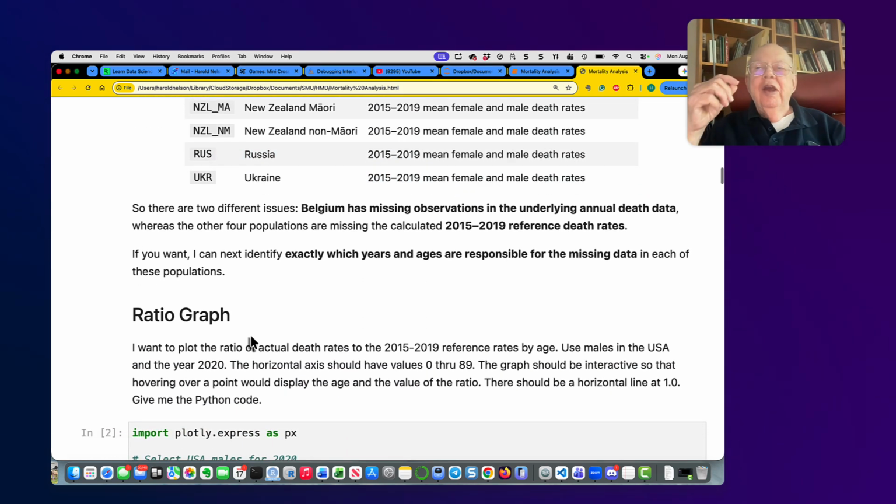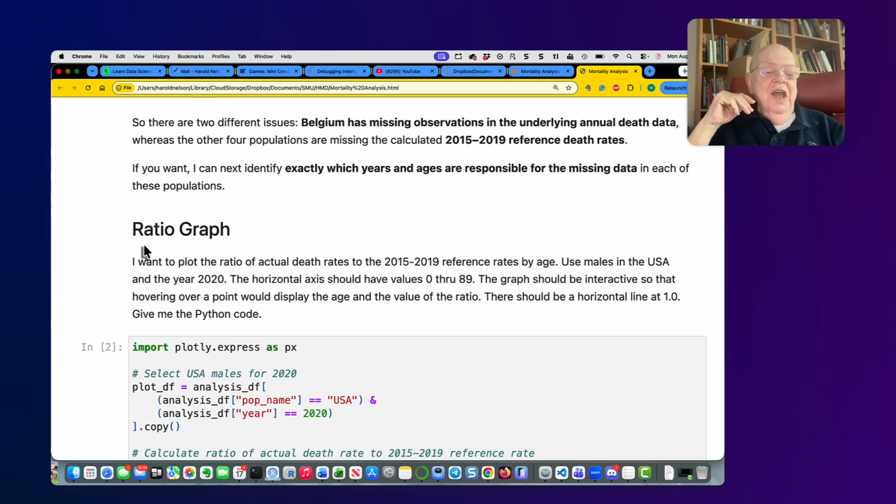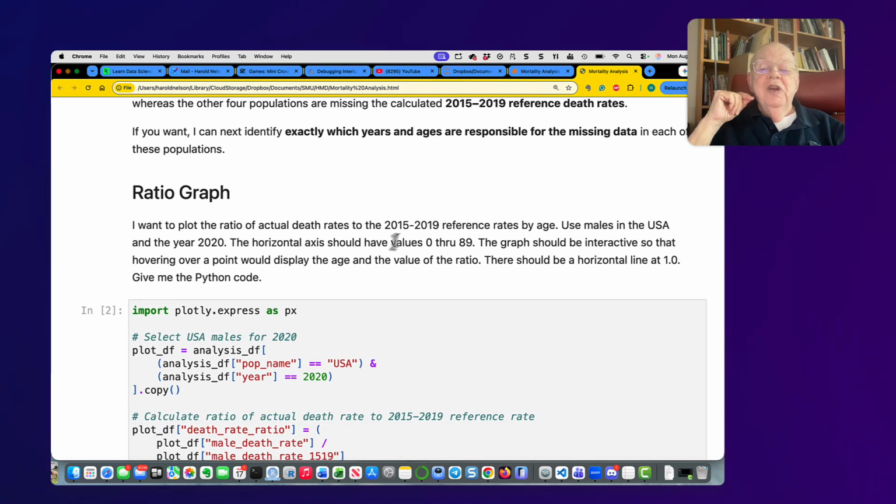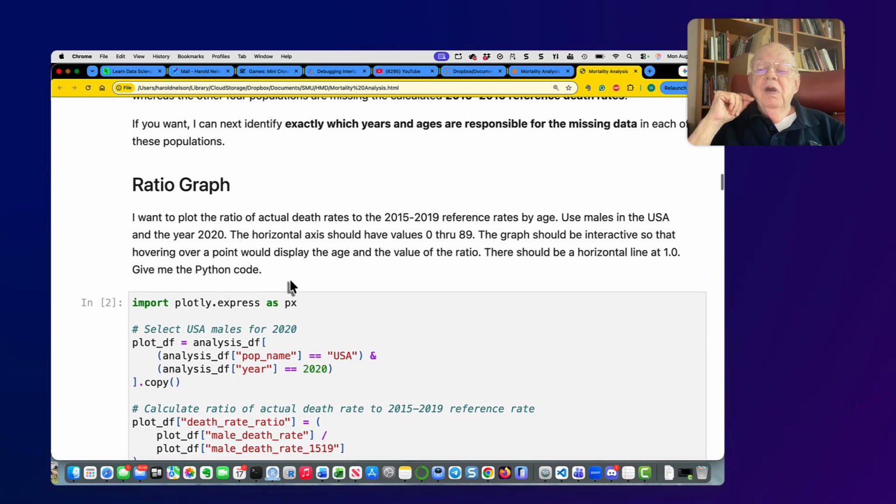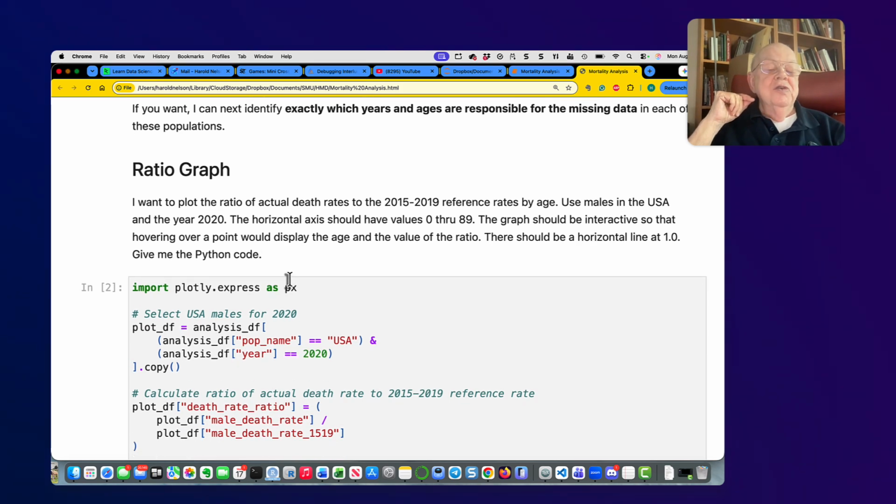So now comes what I call programming in English. And this is exactly what I sent to the AI. I want to plot the ratio of actual deaths to the 2015-2019 reference rates by age. Use males in the USA in the year 2020. The horizontal axis should have values 0 through 89, one for each age, and the graph should be interactive so that hovering over a point would display the age and the value of the ratio. And there should be a horizontal line at 1.0.